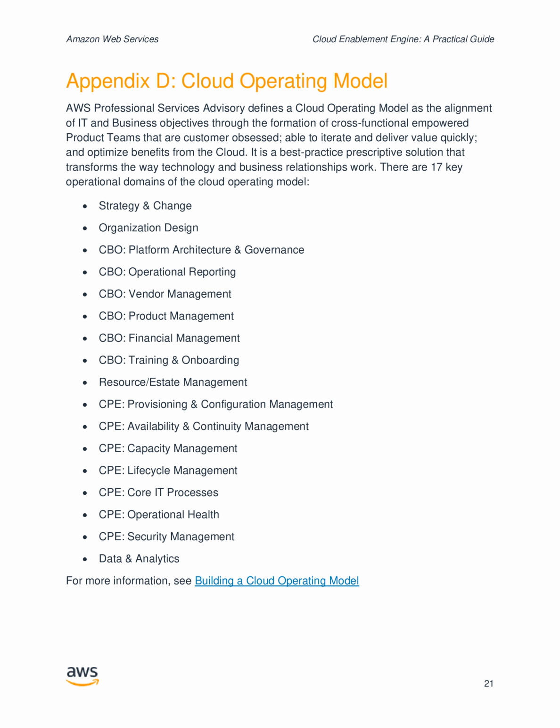There are 17 key operational domains of the cloud operating model. Strategy and change. Organization design. Platform architecture and governance. Operational reporting. Vendor management. Product management. Financial management. Training and onboarding.